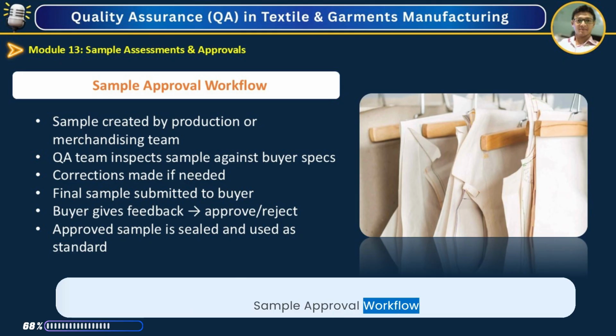Sample approval workflow. 1. Sample created by production or merchandising team. 2. QA team inspects sample against buyer specs. 3. Corrections made if needed. 4. Final sample submitted to buyer. 5. Buyer gives feedback, approve or reject. 6. Approved sample is sealed and used as standard.